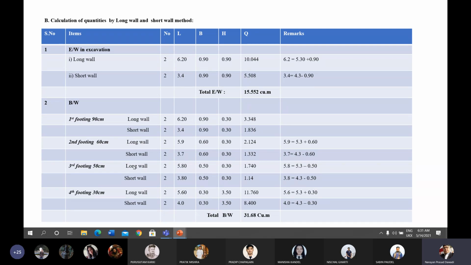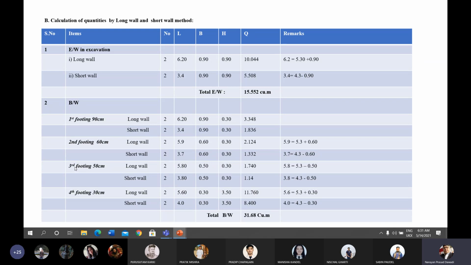Similarly for the short wall, the value 3.7 comes because on the center line length of the shorter side wall we have to deduct the value of 0.60. The deduction should be done, minus, subtract. That's why the value will be 4.3 minus 0.6, which is 3.7. This is the length of the short wall for the second footing, and the width and height remain the same as in the drawing.